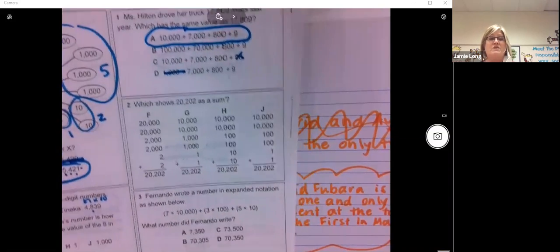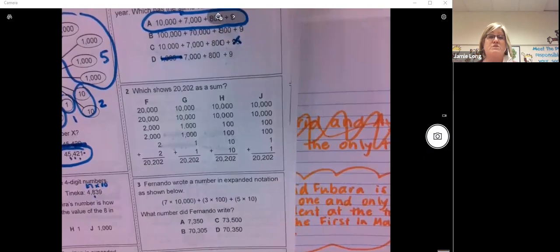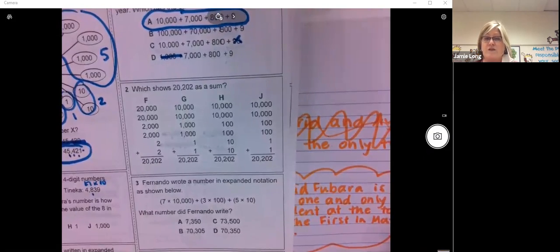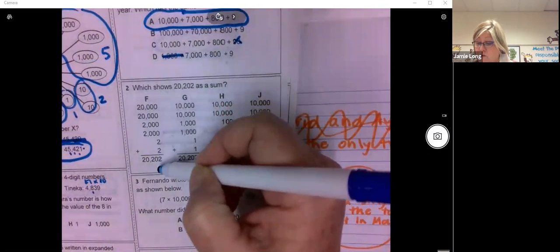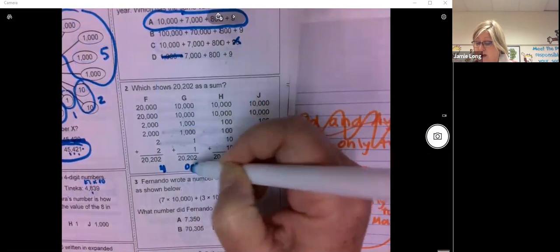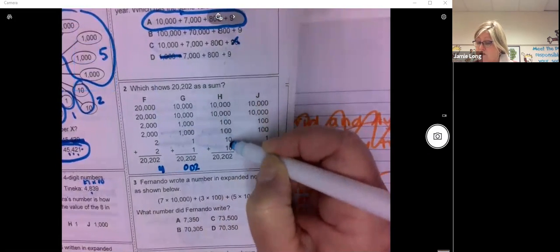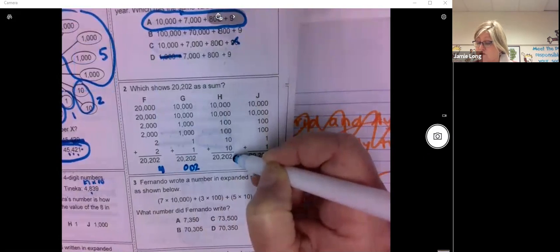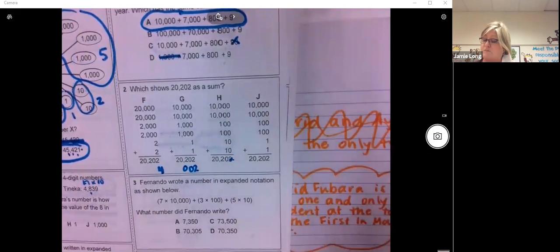Now 2 says, which shows 20,202 as a sum. They could just add them up. They know how to do that. They could go 2 plus 2 is 4, and they go, no, that doesn't equal. And they could go 0 plus 0 plus 0 plus 1 plus, that's 2. And then all those zeros is 0. And then all those zeros is still 0. So that can't be it. And then all these zeros don't add up to 2. So that can't be it.